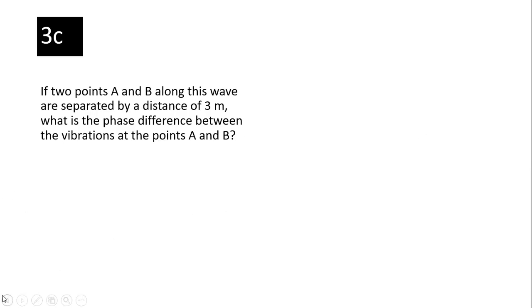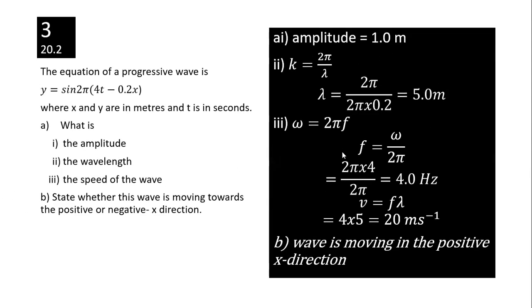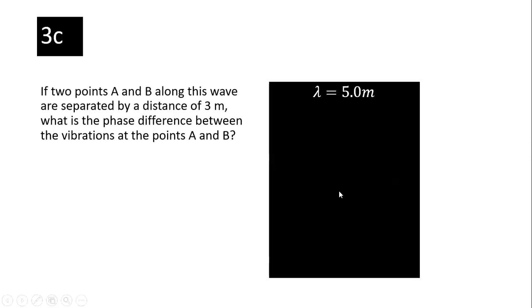Lambda we have already calculated. That's our lambda. Lambda is 5. So just using the formula. Take the 2 pi across there: 2 pi, 3 meter, 5 meter lambda. Calculate up. 1.2 pi radian.